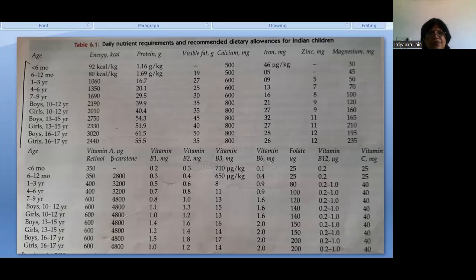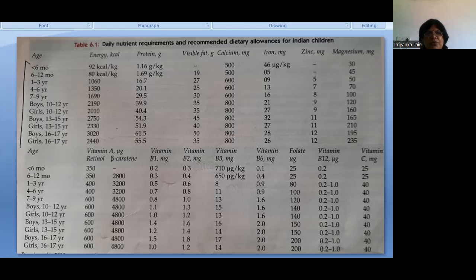1 to 3 year and 4 to 6 year: energy is 1060 and 1350 kilocalorie. Protein is 16.7 gram and 20.1 gram. Visible fat is 27 and 25. Calcium approximately 600 in both age groups. Iron 9 mg and 13 mg, and zinc is also the same.